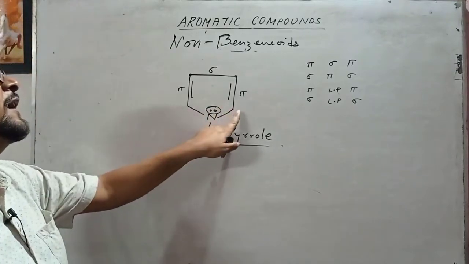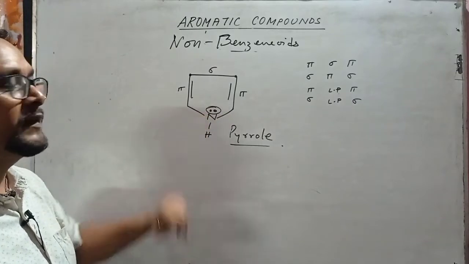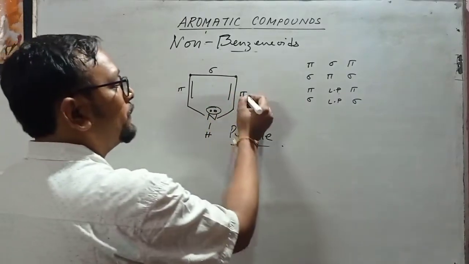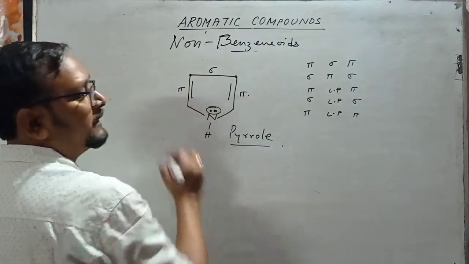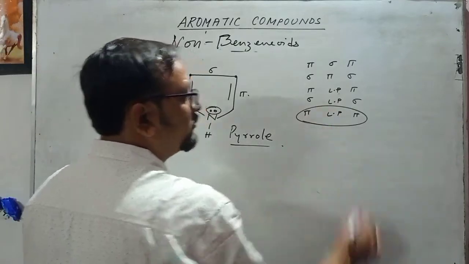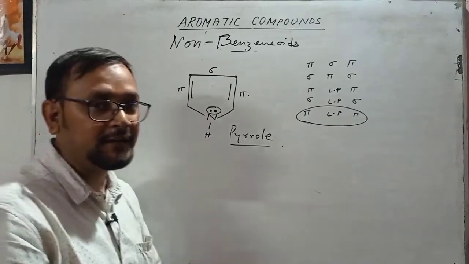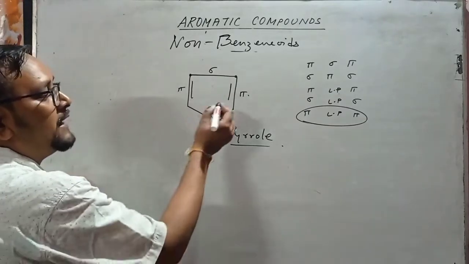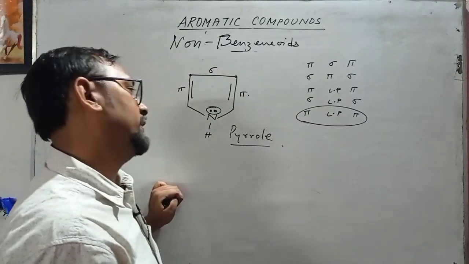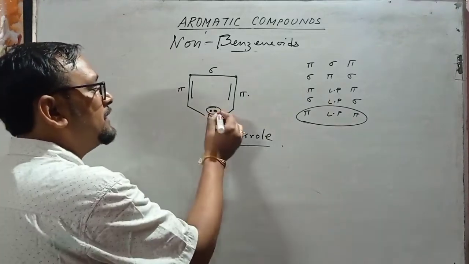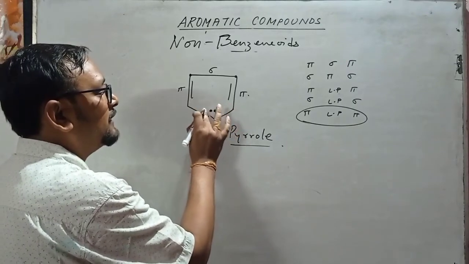So you can see here after this there is a lone pair, right? So pi, lone pair and pi. You can see pi, lone pair and then again pi. So this shows the conjugation. So the fourth condition is also satisfied. Finally the Huckel's rule. How many pi electrons are there? Let me tell you one thing. You can see that this lone pair is inside the ring.